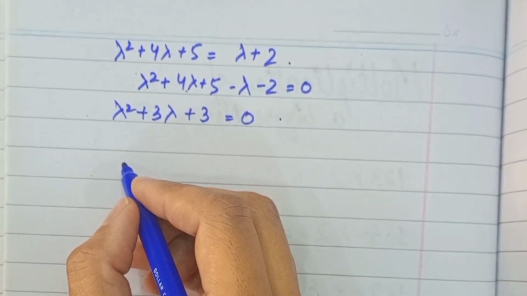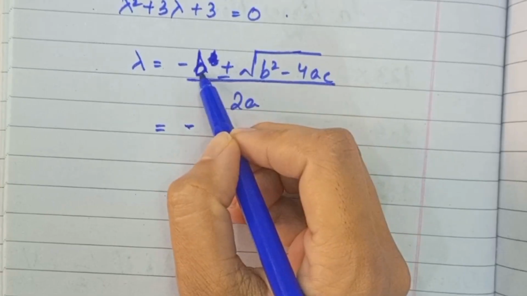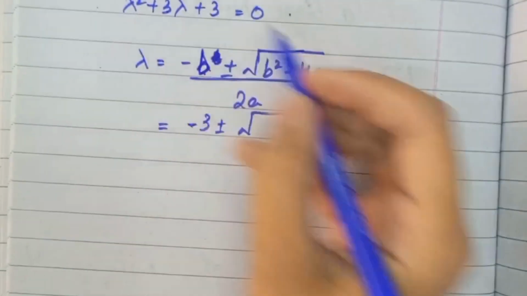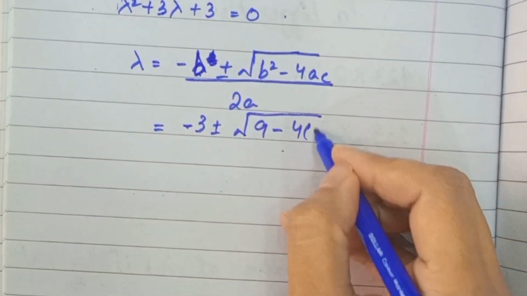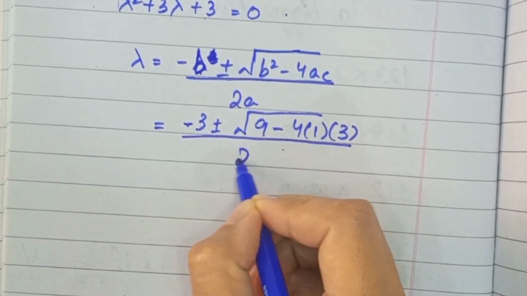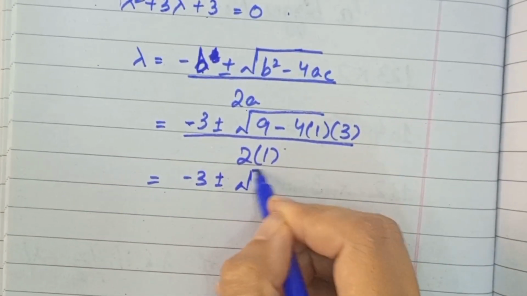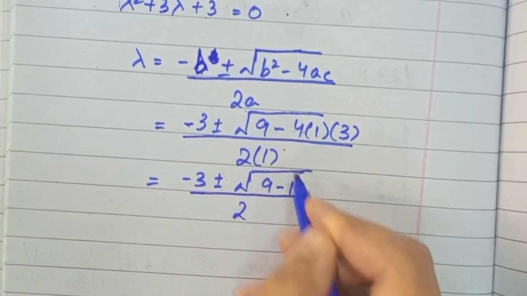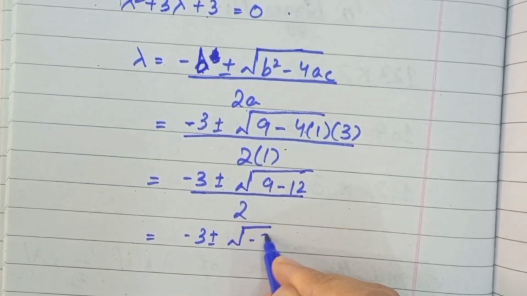Now we are going to put the quadratic formula on it. You know, the quadratic formula for λ: instead of b we will write 3, b square means 3 square, which is 9. A is 1 and C is 3, dividing by 2A, A is 1. Square root of 9 minus 4 into 3 is 12. This is minus 3.